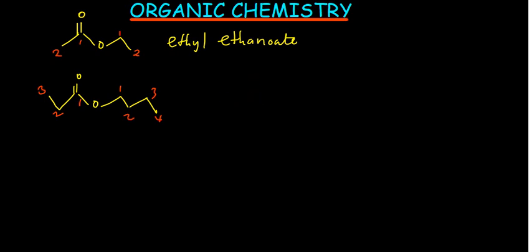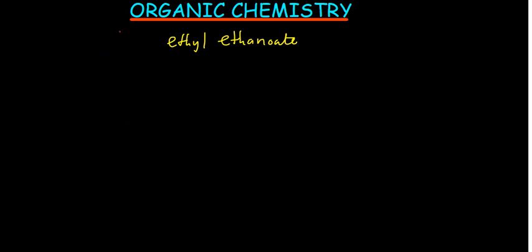So 4 carbons, that is a butyl. So this is going to be butyl. And then 3 carbons, that is a prop. So propanoate. So that is going to be the name, butyl propanoate. What of this one?